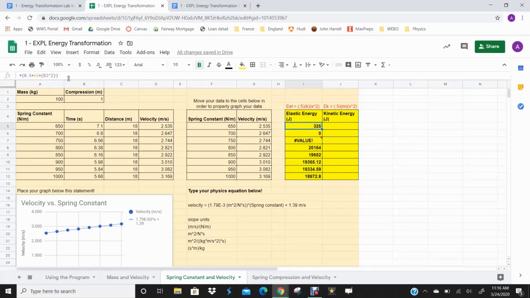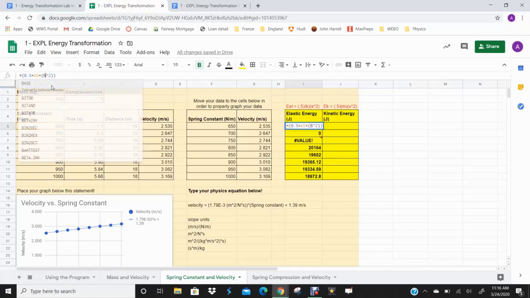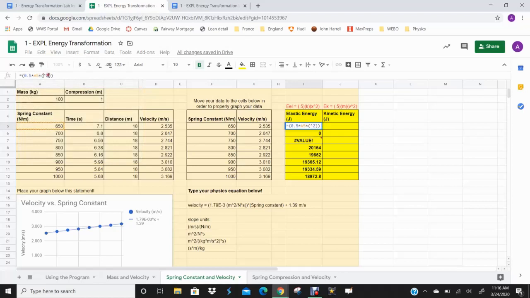Whoops-a-daisies. Looks like I've done something incorrect. Oh, I see what I did. Okay. So we're just going to put in 1 squared here. See, that's what I was talking about. So I had clicked on B2. Notice how when I dragged that down, it made all these crazy values. That's because it's taking these numbers here. So as I drag it down, it's using this column. So I just need to actually put in the number 1 for the compression to fix that. And then we'll just drag that down.